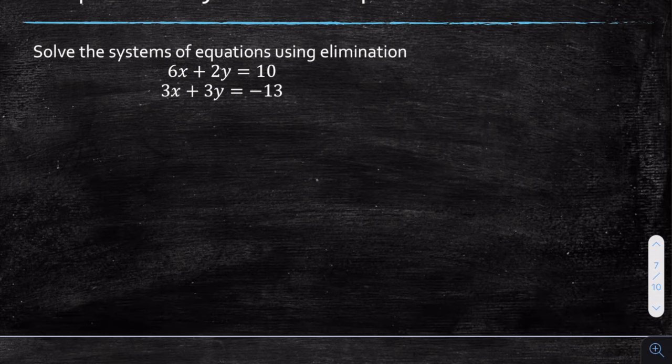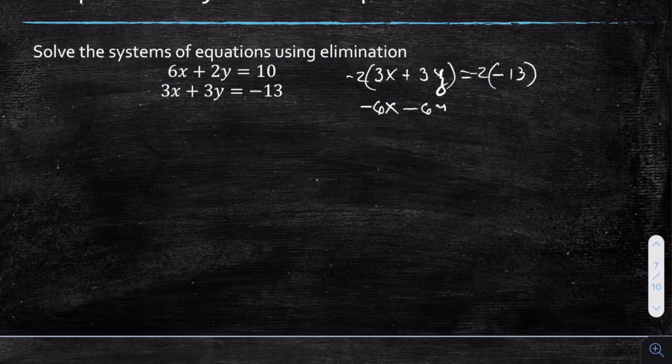But notice what we can do. There are legal things that we can do to make this happen. Since 6x is 2 times 3x, why don't we multiply by 2? And as a matter of fact, multiply by negative 2 so that when we add them together, the 6x minus 6x just becomes 0. So this is what I mean. I'm going to take 3x plus 3y equal to negative 13, and I'm going to multiply all of this by negative 2. When I distribute, I get negative 6x, negative 6y, and negative times negative is positive 26. So that gives me negative 6x minus 6y is equal to 26.